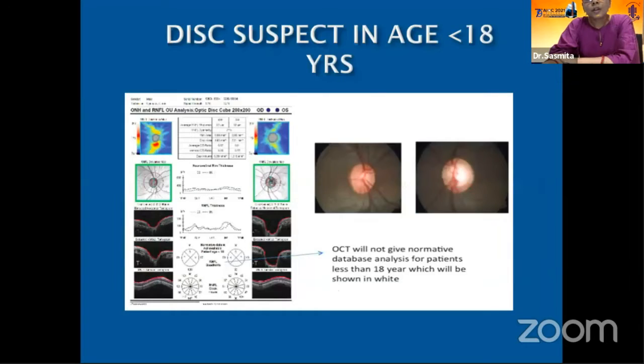This is a patient who has an age of 12 years, and has a cup disc asymmetry, and OCT is done. So you can see everything is in white zone because we don't have any normative data in this age group.